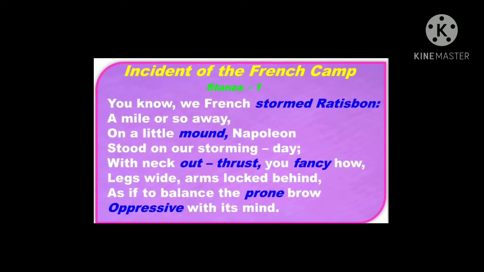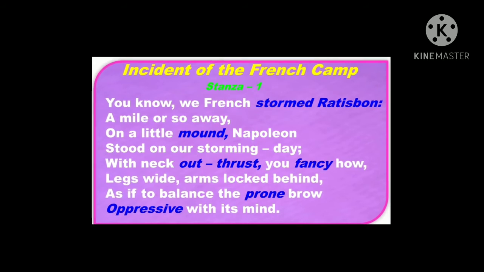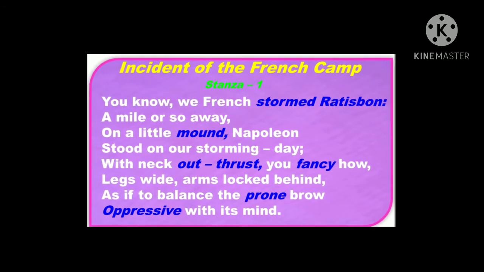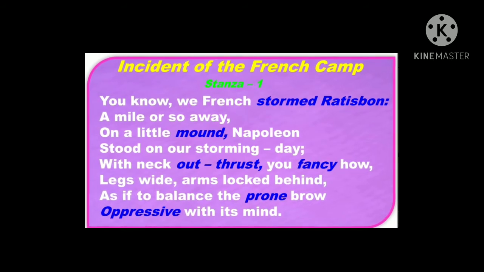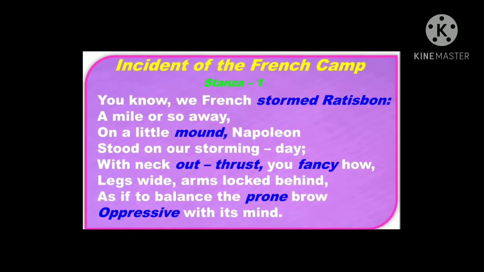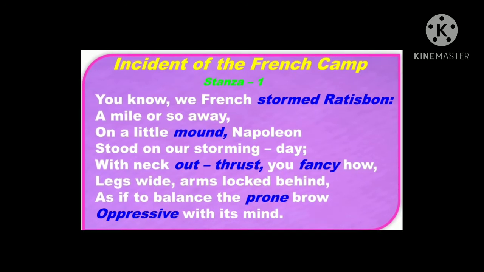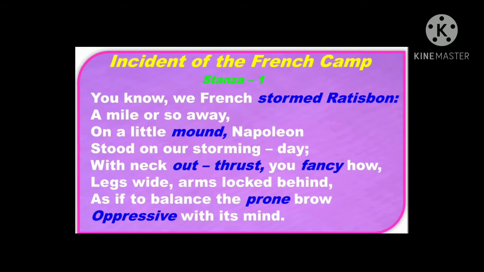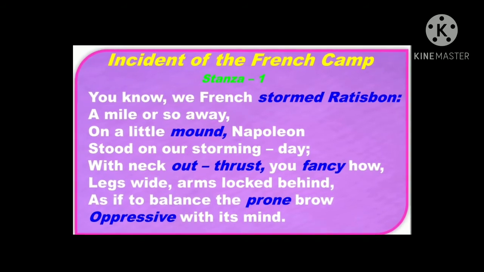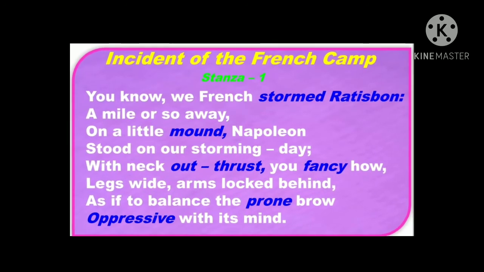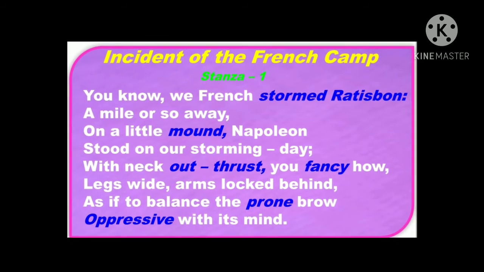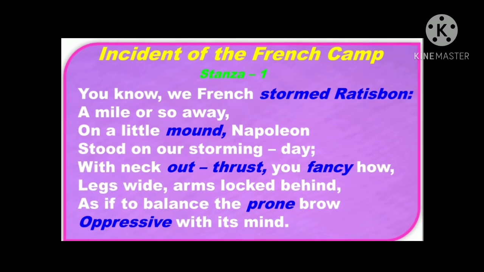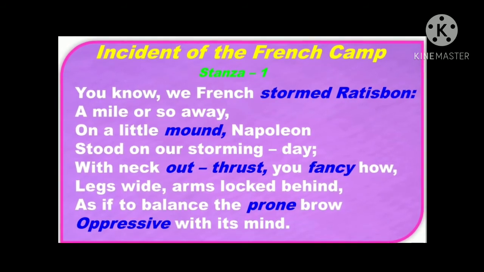Incident of the French Camp. You know, we French stormed Ratisbon, a mile or so away. On a little mount, Napoleon stood on a storming day, with neck out thrust, you fancy how, legs wide, arms locked behind, as if to balance the prone brow, oppressive with its mind.